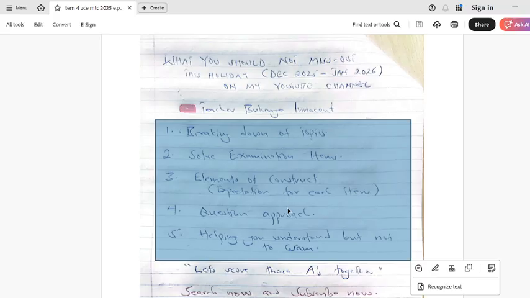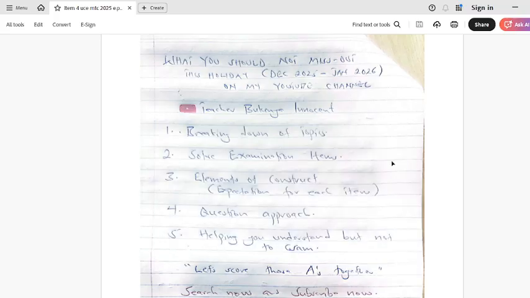Question approach: how do you approach questions? How do you approach item 1? How should you approach item 2? Majorly these are compulsory items, so we shall be getting you. Another thing is helping you to understand, but not to cram. Remember, here in science we don't cram, so we shall be dealing with a lot.